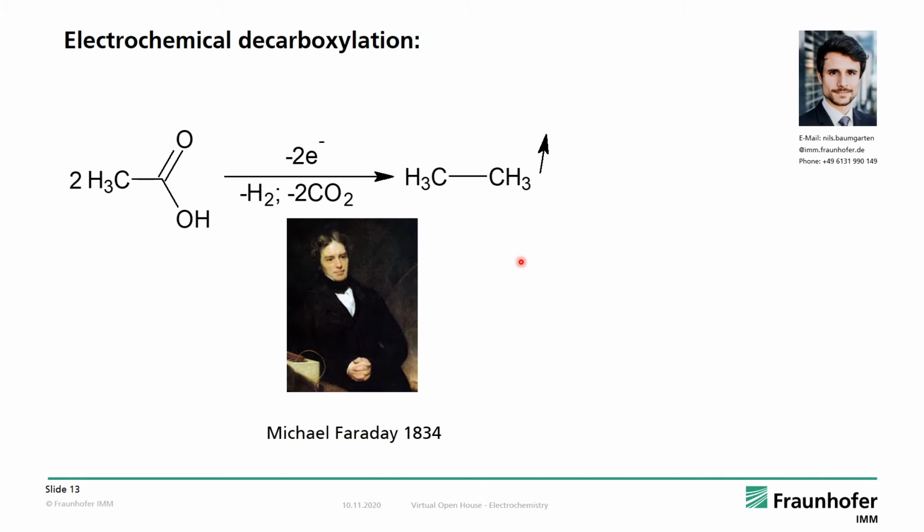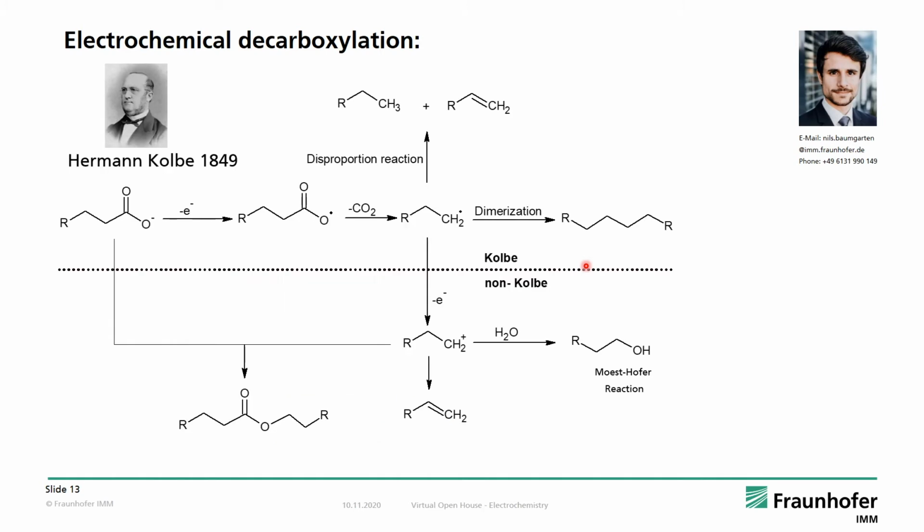The Kolbe electrolysis is one of the oldest electroorganic syntheses. It was first observed in 1834 by Michael Faraday when he studied the electrolysis of aqueous acetic acid. This reaction was then later on applied by Hermann Kolbe in 1849 for the synthesis of various hydrocarbons. As you can see here, we have the reaction pathway.